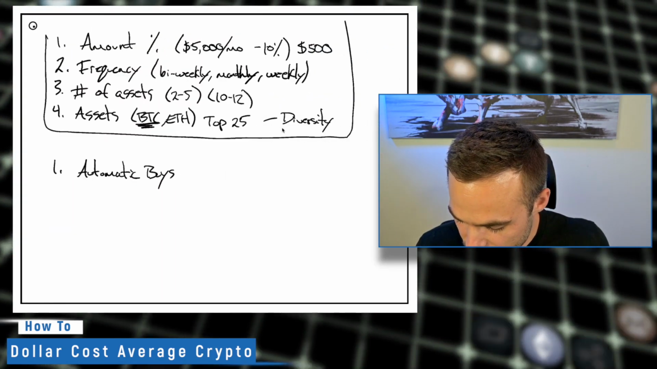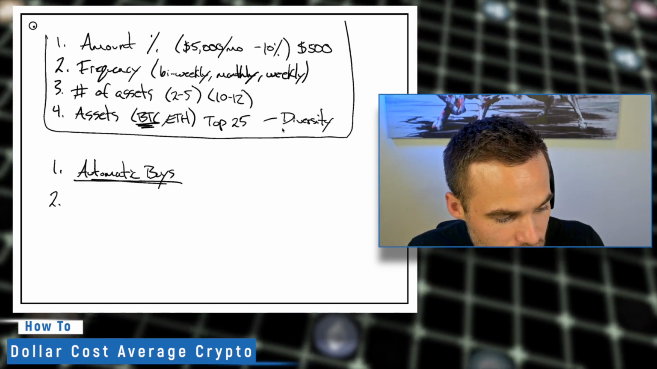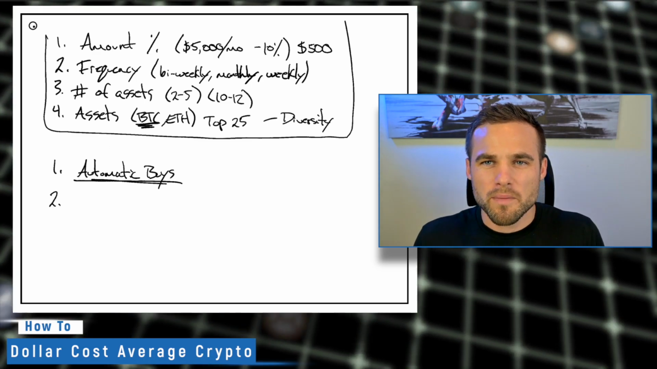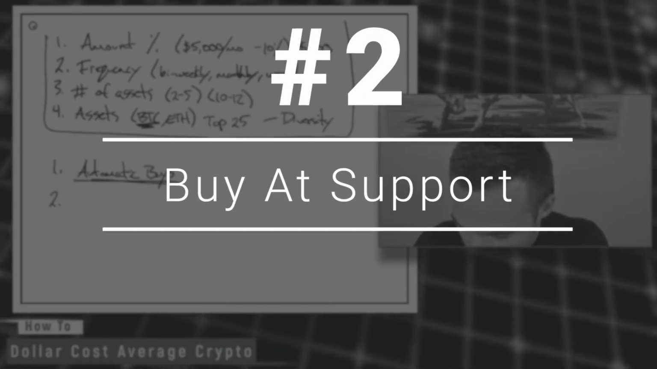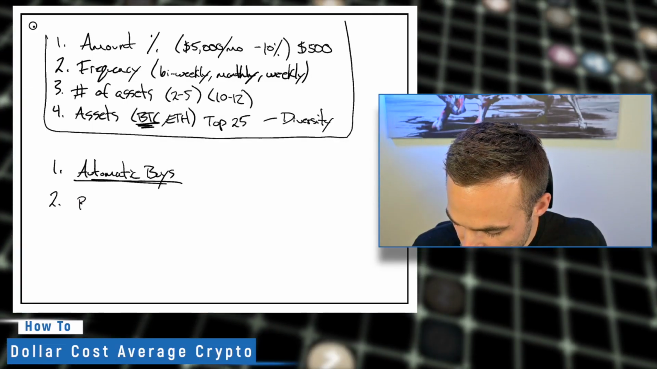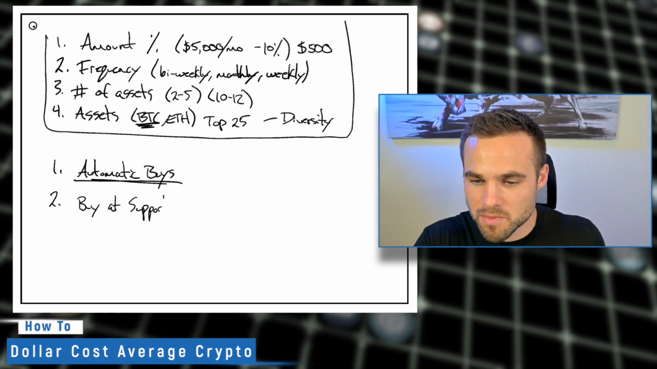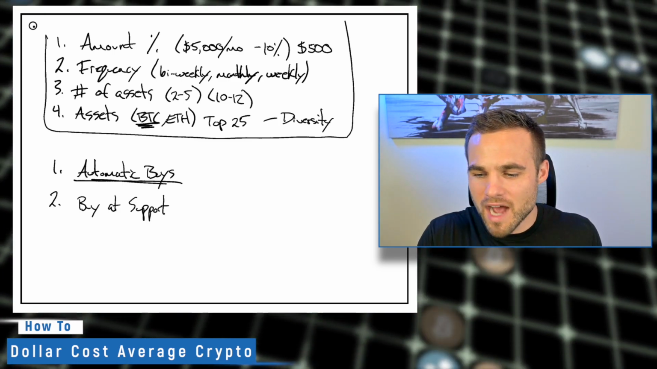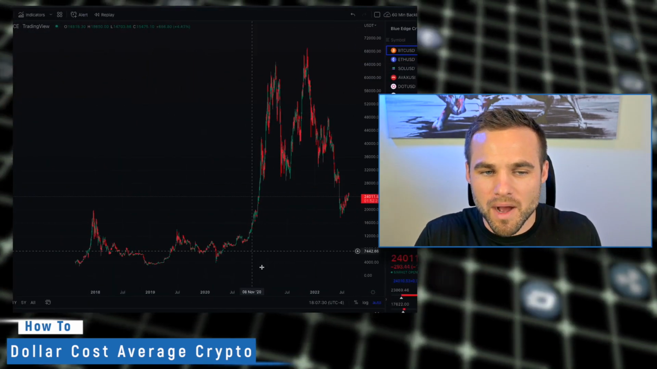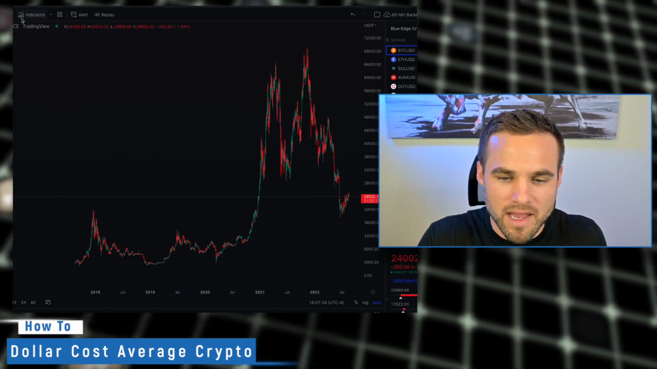Okay, the second way that you can get started with dollar cost averaging, and a little strategy that may help you become more profitable, is to simply buy at support. Okay, so what does that mean? And I'll explain this to you, try to make it as simple as possible. But basically, we want to try to time our buys slightly by just figuring out when there's support happening.